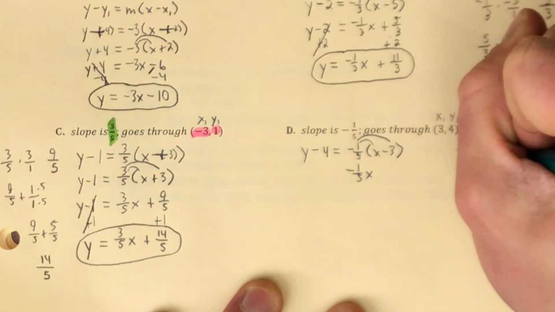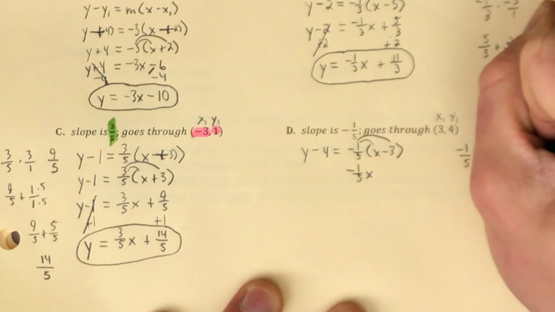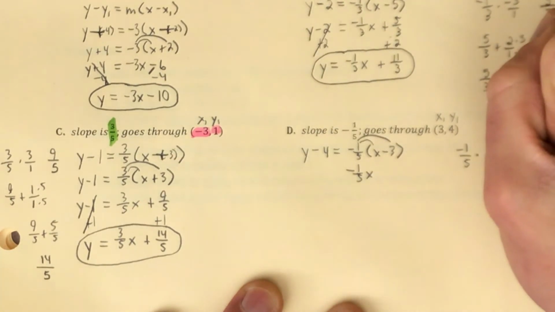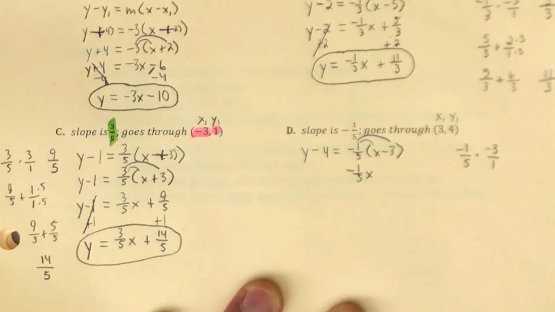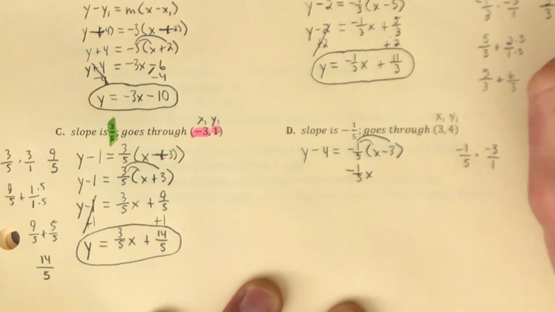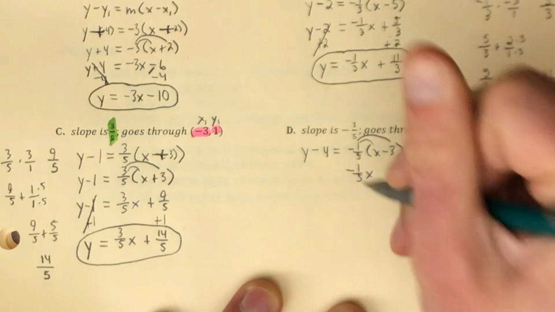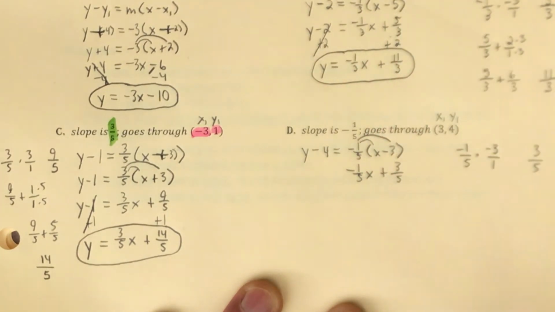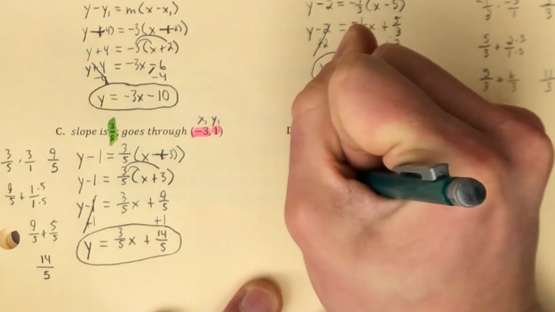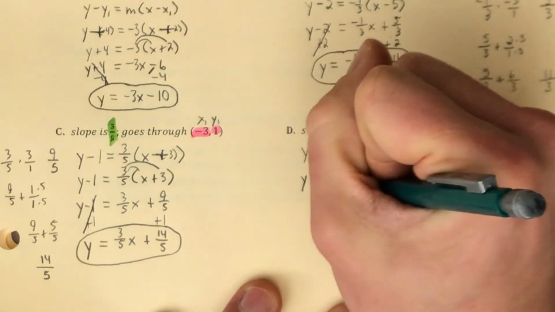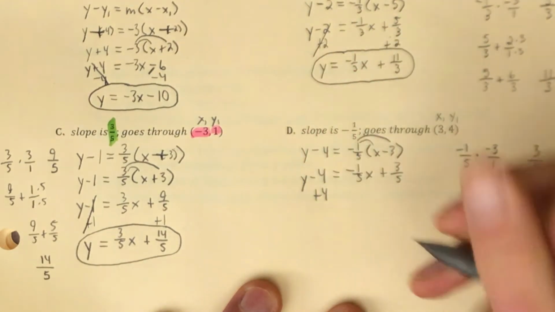So -1/5 times -3. In order to multiply these numbers, I need them both as fractions, so put it over -3 over 1, then multiply across. -1 times -3 is positive 3. 5 times 1 is 5. So I ended up with positive 3/5. Well, that's all equal to y minus 4 because we didn't do anything on that side. So last step, add 4 to each side to get rid of that -4.